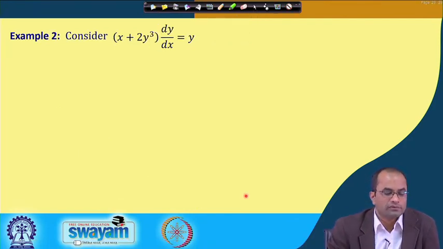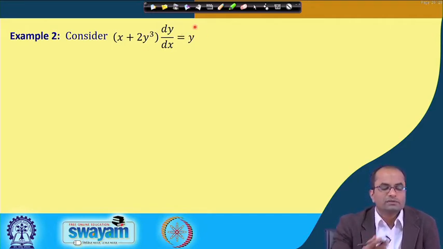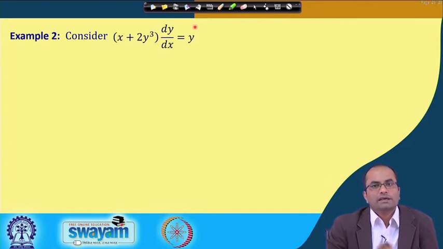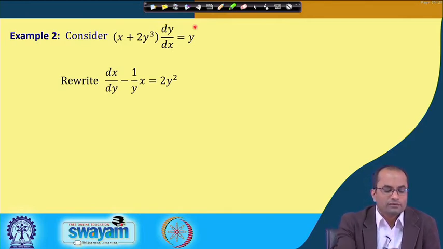In the next example, we have (x plus 2y cube) dy over dx is equal to y. So what do we see here? Because y cube is appearing here, certainly we cannot put it into the form linear in y, but we can try to write this equation as a linear equation in x. So we need to rewrite this in terms of dx over dy.